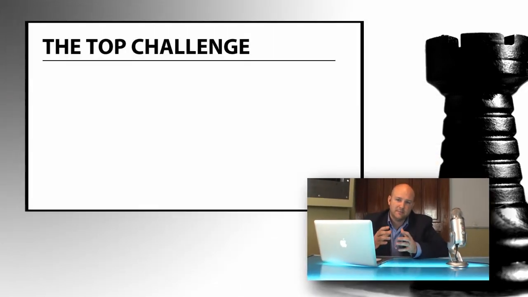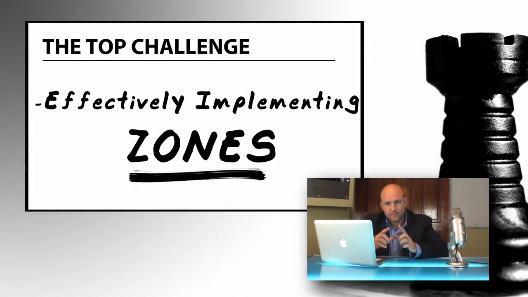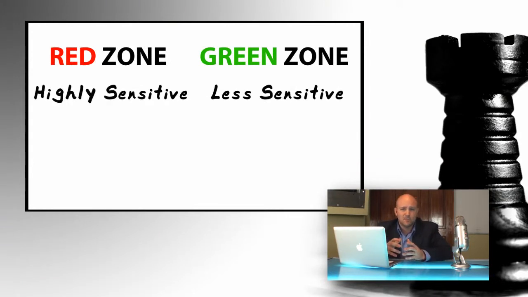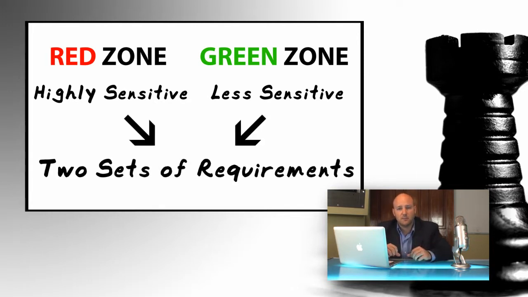So security architecture, one of the biggest challenges tends to be how do you effectively implement zones? Now, most people when they hear that are going to think, hey, I've got a VLAN, we're good, we've got zones, we're squared away. That's actually not how we look at zones. Zones are a completely different model. Let's simplify it and say we've got a red zone and a green zone. Anything in the red zone is highly sensitive. Anything in the green zone is less sensitive. They're going to have two completely different sets of requirements.